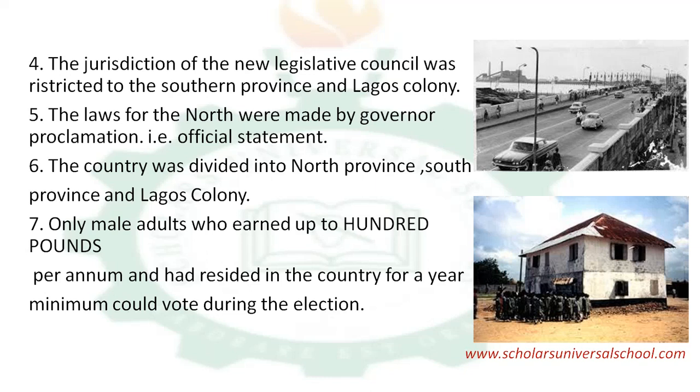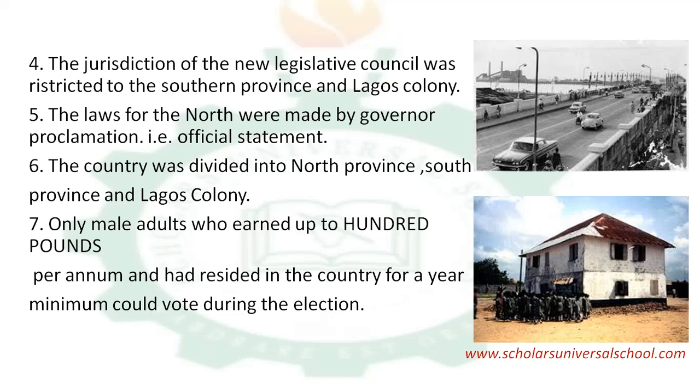Then another good feature is that only male adults who earned up to £100 were allowed to participate in the election during voting. So anybody that would be allowed to vote under this constitution must earn up to £100 per annum, and such a person must have resided in the country for a year minimum before he could vote.